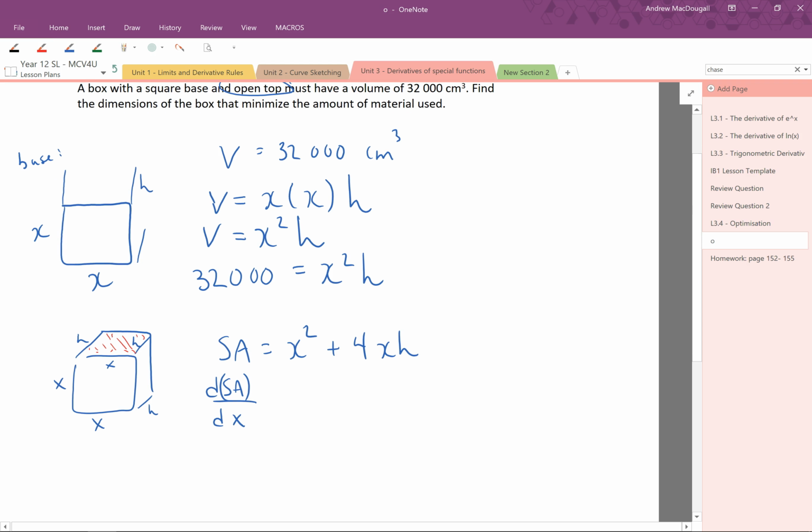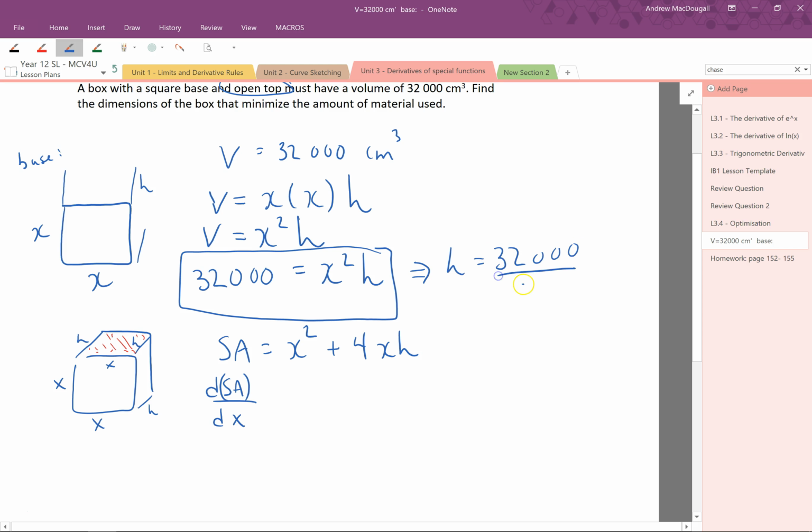However, we're not out of luck here. We can replace our h with an x by looking at this equation. This is totally equivalent, since x can't be 0, to saying h is 32,000 divided by x squared. And we can now substitute this.